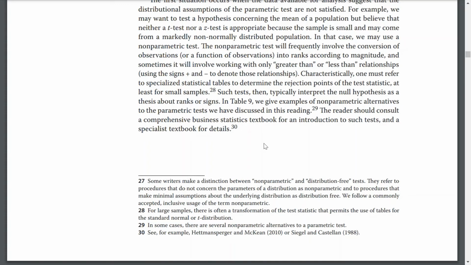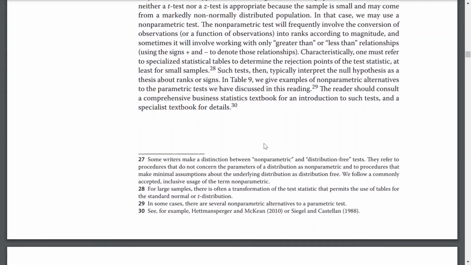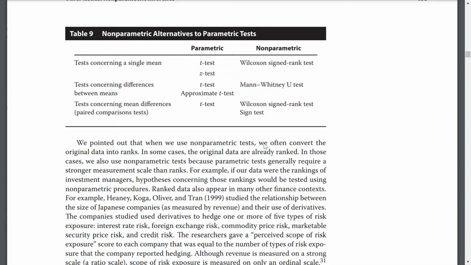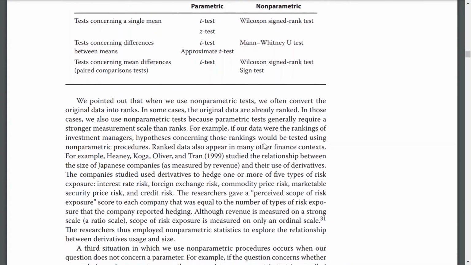In Table 9, we give examples of non-parametric alternatives to the parametric tests we have discussed in this reading. The reader should consult a comprehensive business statistics textbook for an introduction to such tests and a specialist textbook for details. Table 9, non-parametric alternatives to parametric tests.